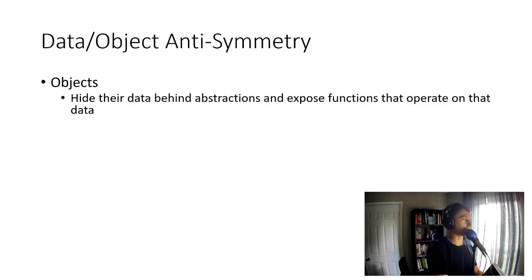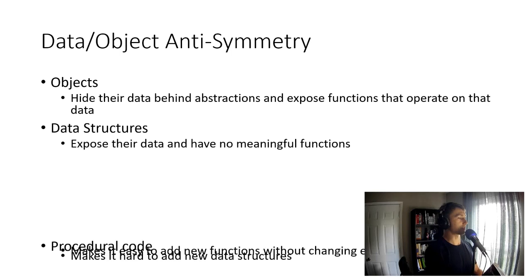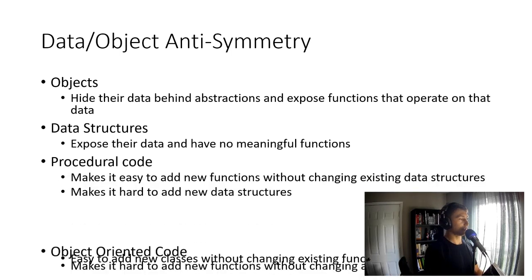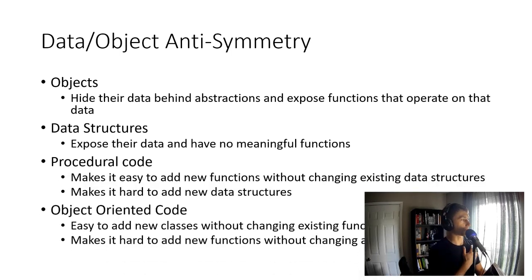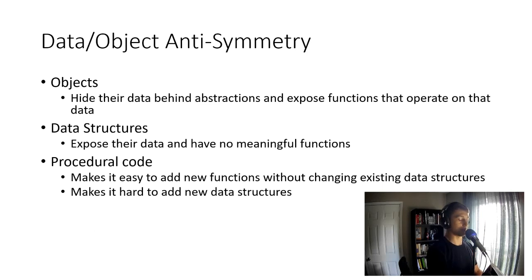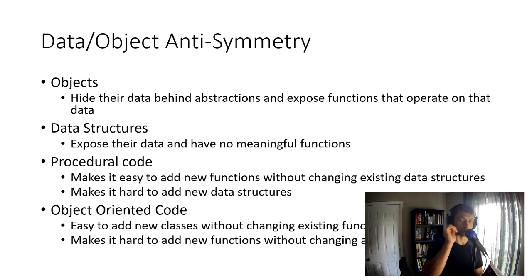Actually, right now. So there's this anti-symmetry between these two things. So you have data and objects. Objects hide their data behind abstractions and expose functions that operate on that data. So you have a calculate area method. You know what? I won't go back to the last slide. You guys remember it. You have the circle class, right, that had the calculate area.